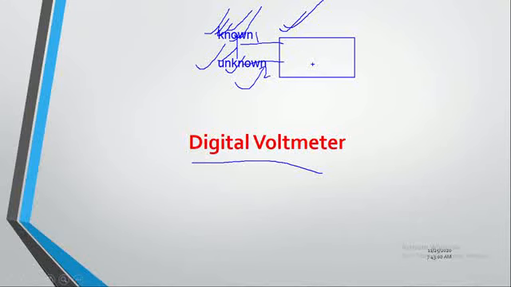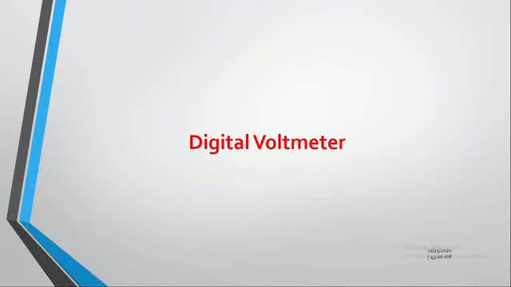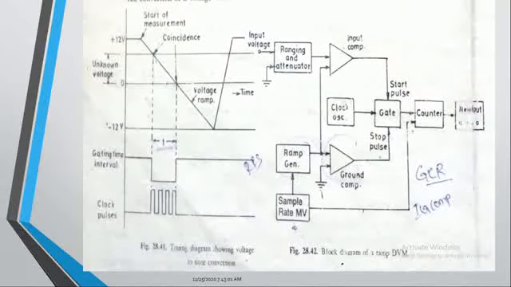Okay, now are we clear? This is the basic idea of how exactly the digital voltmeter is able to measure the voltage of the unknown signal. Let us take the diagram. Don't get confused, this is not one diagram, it is actually two diagrams. This is the diagram for operation, and this is the waveform explanation of your digital voltmeter.